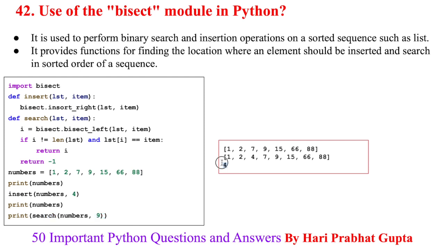Here, using the bisect module is useful when you need to perform binary search or insertion operations on a sorted list, which is a common task in many programming applications. It can be used to optimize the searching algorithm or to maintain a sorted list of items.